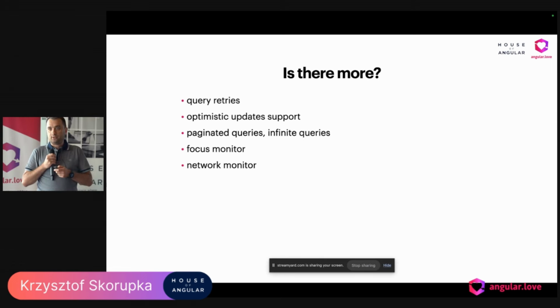There is also a network monitor. As I said, when we lose the network connection, it will not blindly try to hit the network and send the queries or the mutations. It knows about this fact, and it just waits until the network connection is restored, and then it keeps running again. We also have some specific network modes because each application is different. Some of them can rely even on offline resources. You can also do this in Angular Query.